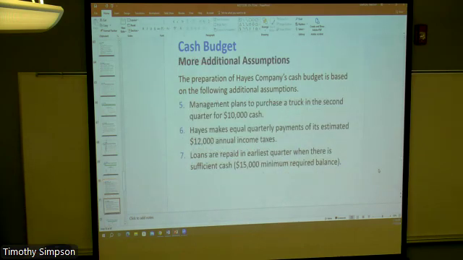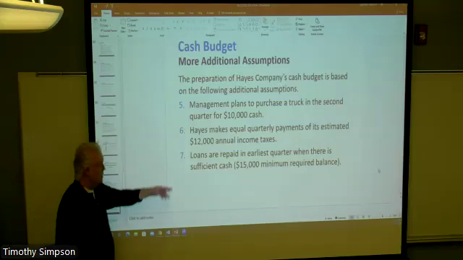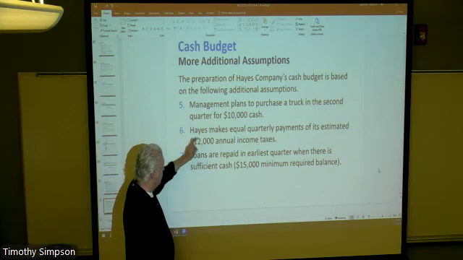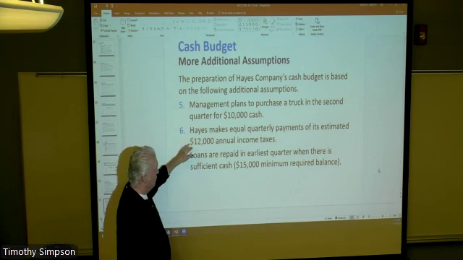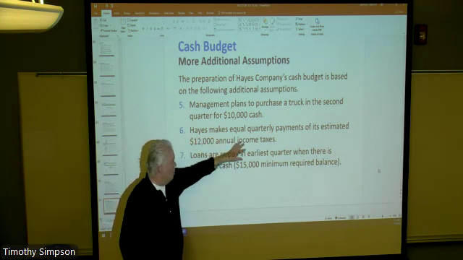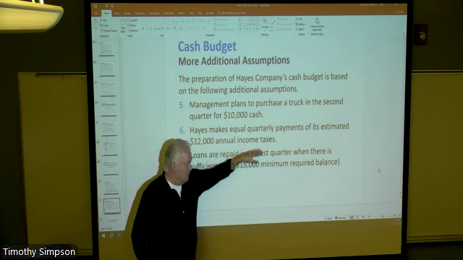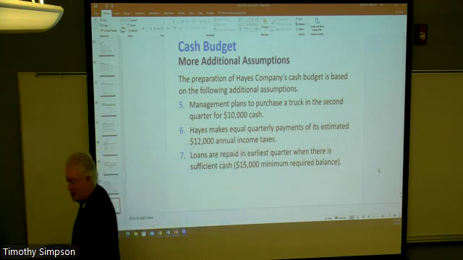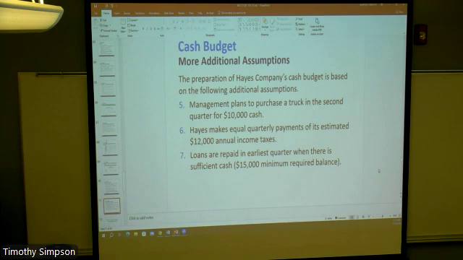And so some other assumptions are management plans in the second quarter to buy a truck for $10,000. That's another expenditure, another disbursement that should go in the disbursement section. And they also make estimated quarterly taxes, what we call estimated taxes, of $12,000 annually, or $3,000 per quarter of estimated payments. All this is due to the fact that the government doesn't like to collect all your tax liabilities at the end of the year. They want to get it on a quarterly basis. This has been going on for many, many decades.